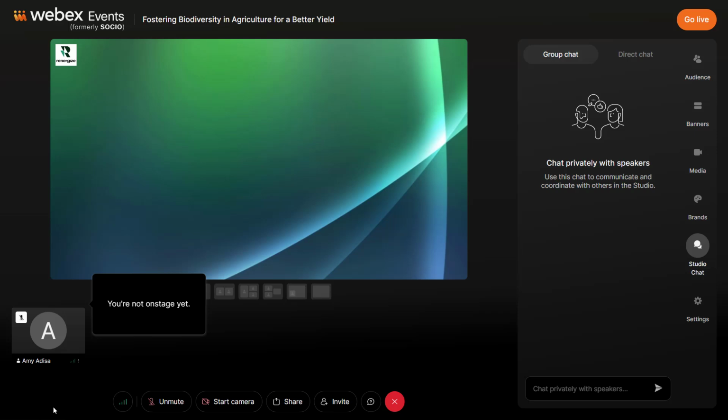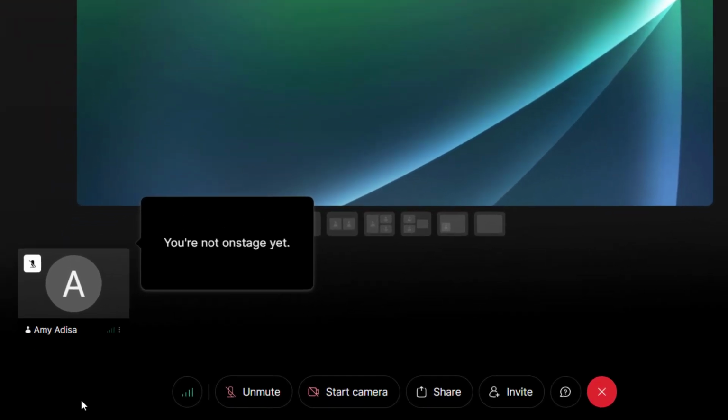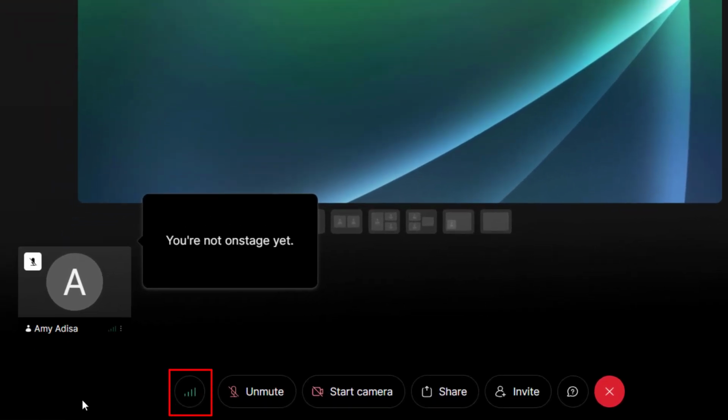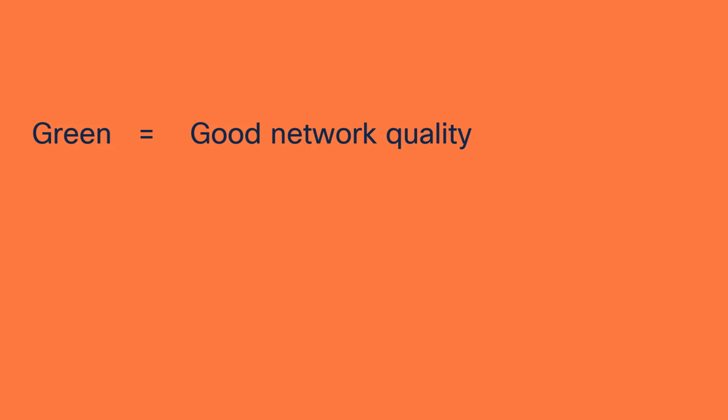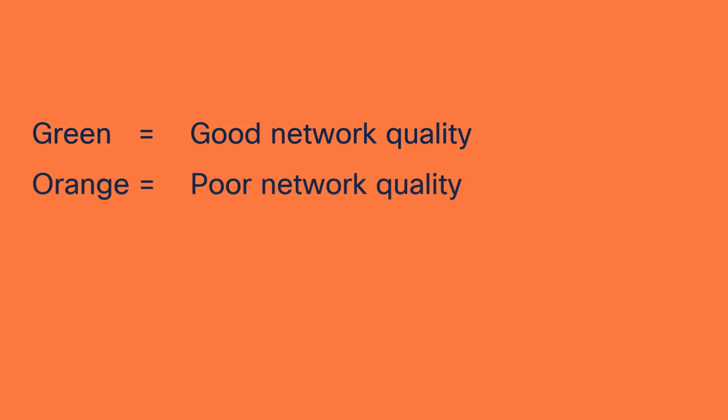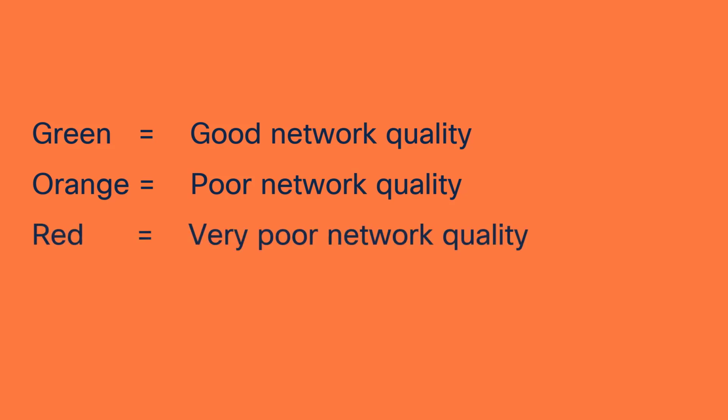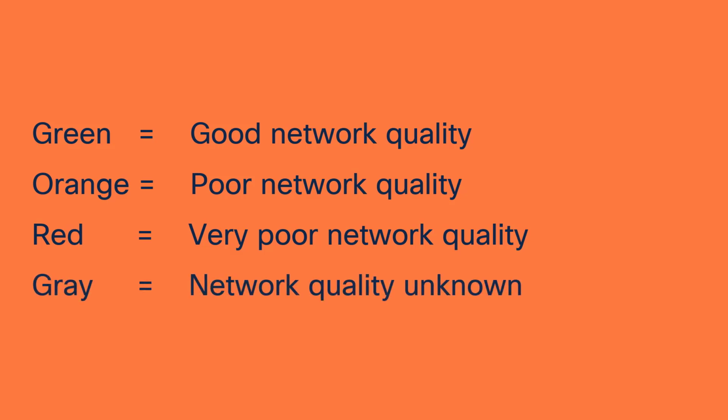Let's check it out. Within Webex Events Production Studio, you'll now find a network indicator icon. There are 4 different statuses, each represented by a different color. Green means your network quality is good. When network quality is poor, the color will change to orange, and when it's very poor, the indicator will turn red. Finally, if the state of your network is unknown, the indicator will be gray.